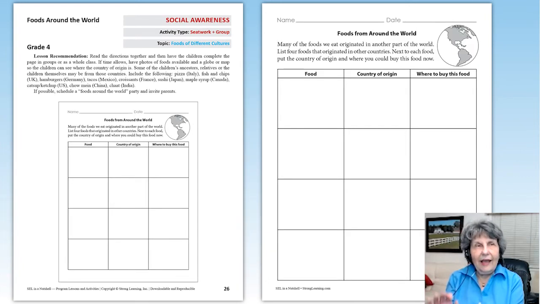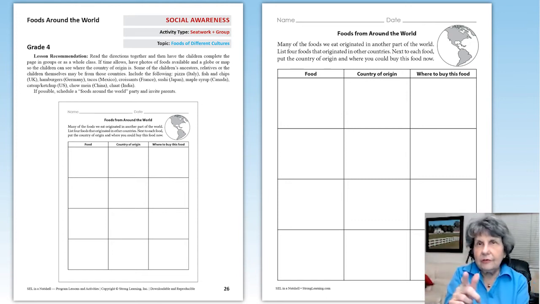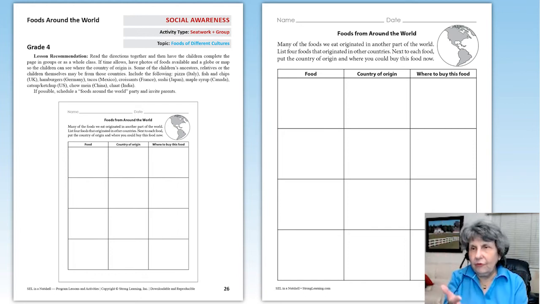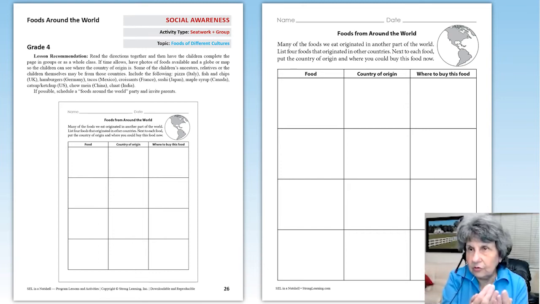Fourth grade again. Now they're going from the family to the community, social awareness, foods from around the world. I did this once years ago, and had all the kids bring in their favorite foods. Where did it originate? What country? Now you pull out the map, now you pull out the globe, and you start learning about places around the world. Social awareness, becoming aware that you're not in your own little world somewhere.